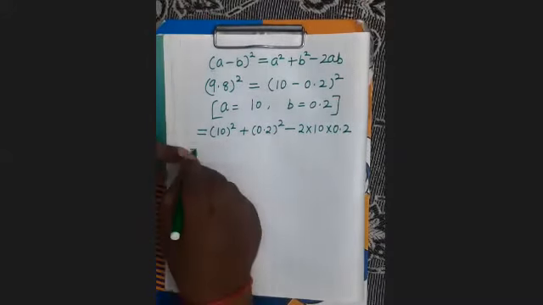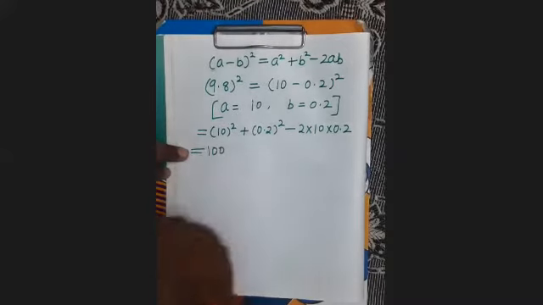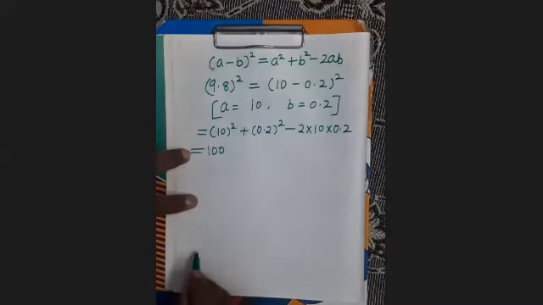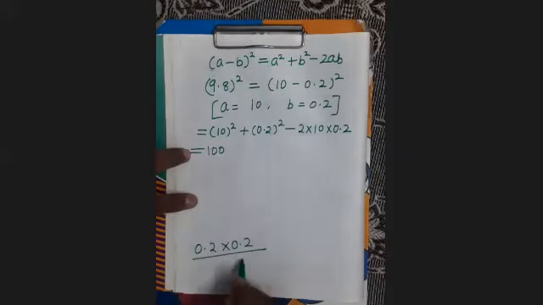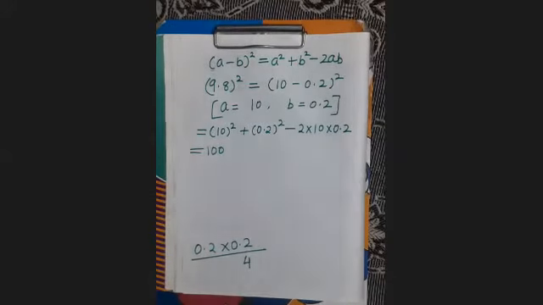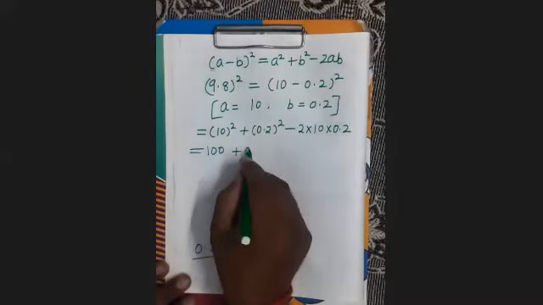So 10 square is 100. Now 0.2 into 0.2: 2 twos are 4. Total decimal places are 2. Total decimal places कितने हैं? 2 हैं. How will you make 2 places? Keeping 0 before 4 and put the decimal. It will be 0.04.